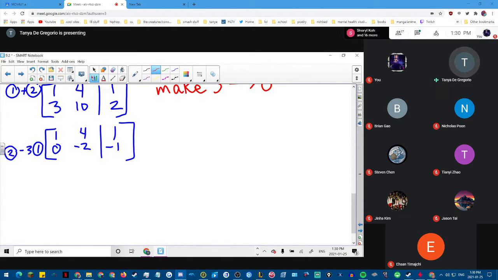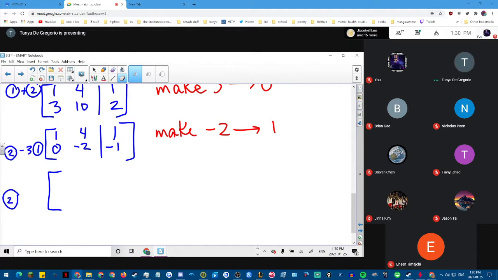We generally get our 1s first, right? Okay. Get our 1s first. So I want to make that -2 into a 1. So how can I do that? Divide by -2. Sorry, say that again. Divide by -2. Good. We're going to take that third row and we're going to divide it by -2 to make it a 1. Excellent.